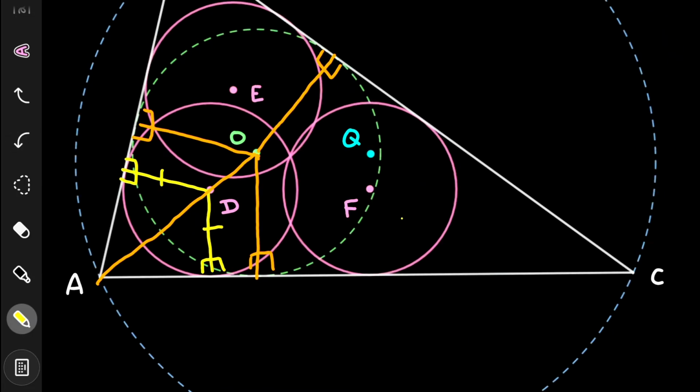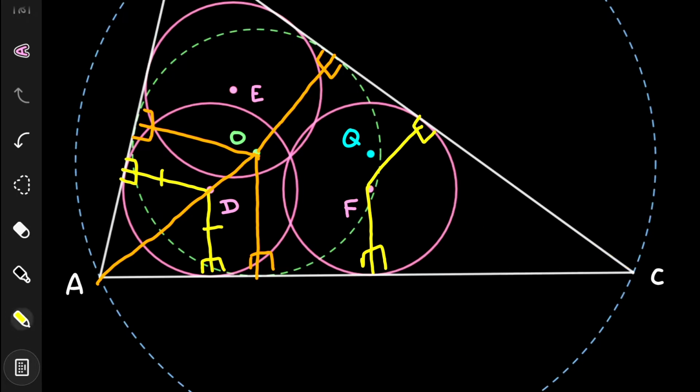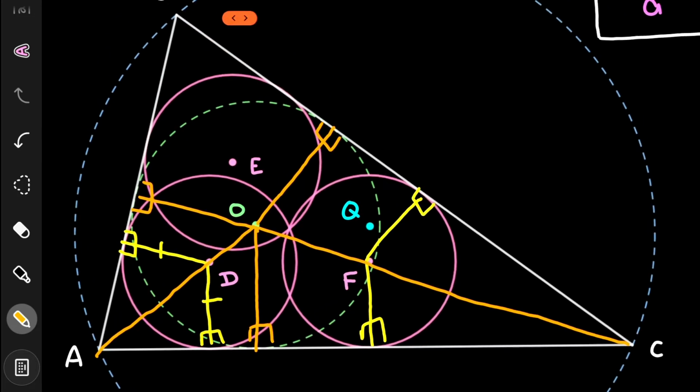Okay. Now the same thing will happen with this triangle also. I will simply draw the radius to these tangent points. The angle there would be 90 degrees. This line would have an angle C upon 2, and if I join O to C, the angle again would be C upon 2. Hence this line would be collinear because the slope of both of the lines is equal. So if I draw a line from the point O to C, it will also pass through the point F, and the same thing over here.